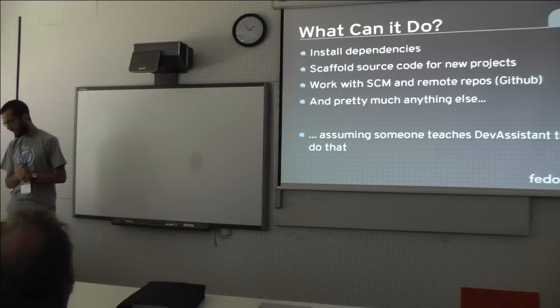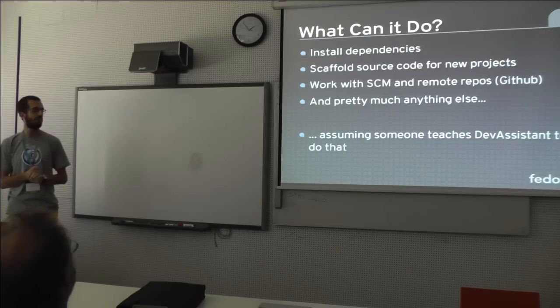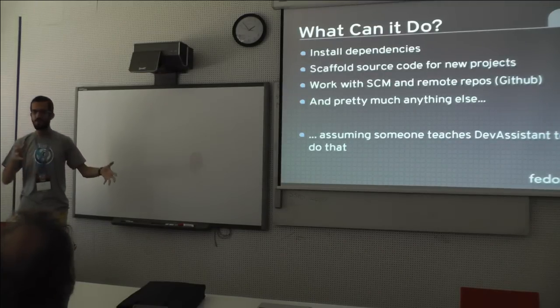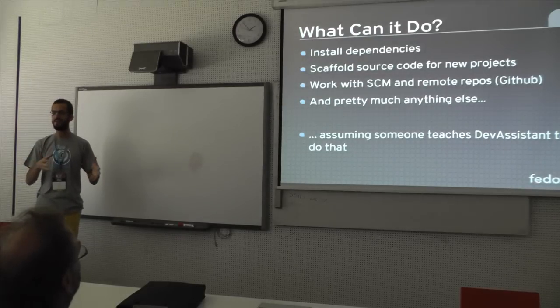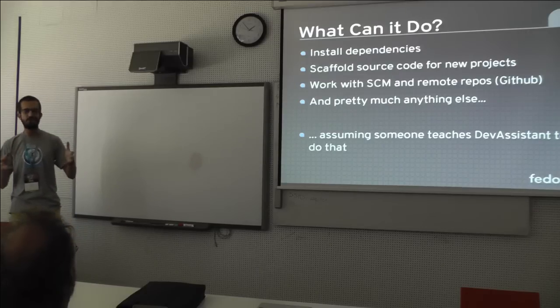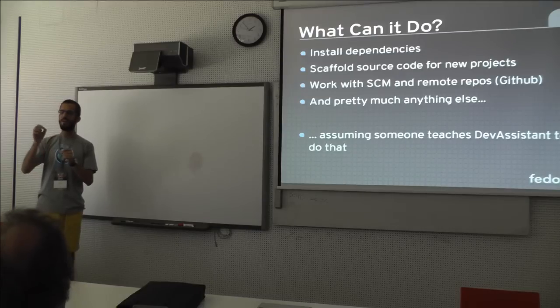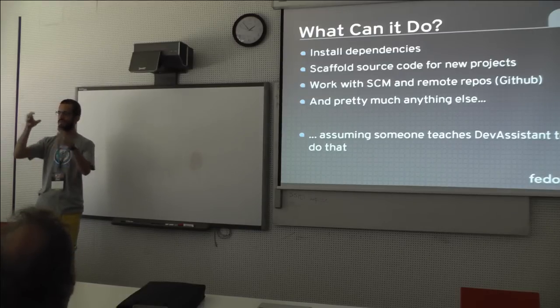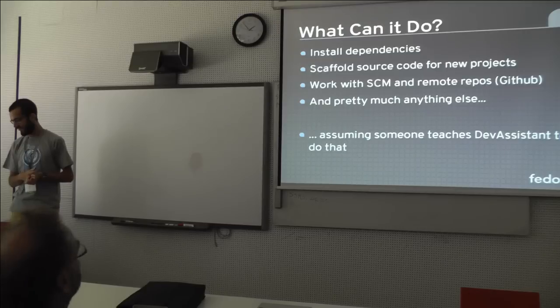Right. DevAssistant scaffolds source code for new projects. This is actually the biggest part of the base use case that we started with, and it's actually the easiest one, right? So you just have templates of source code, and the user tells you that he wants to create a project of this name, so you just basically go through the template and substitute some things, and this is really pretty easy.